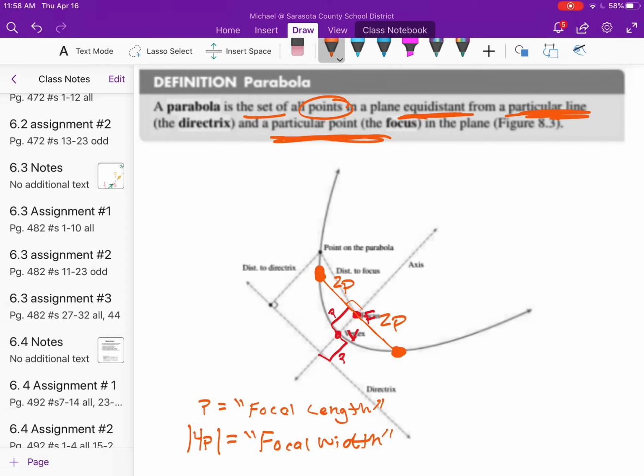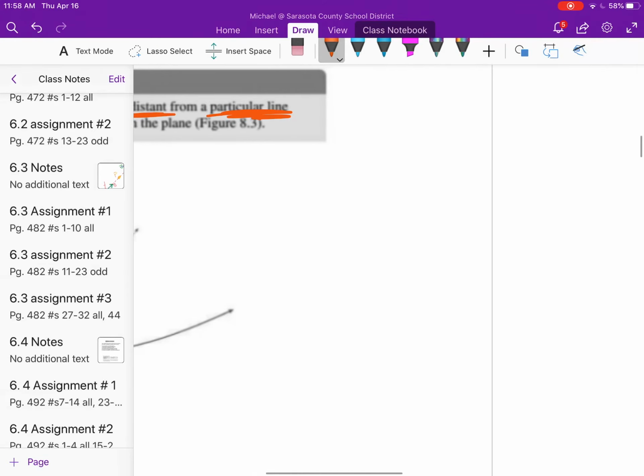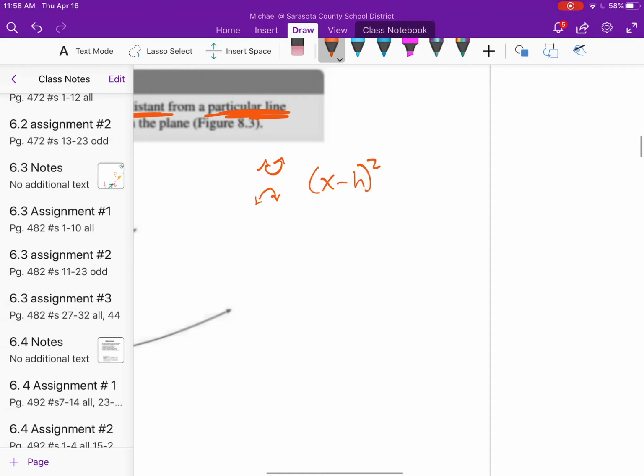So how does this help us out? What we're going to utilize this information for is to think about all of the different forms that we could write it in. So let's think about what happens when we have a parabola opening up or opening down. We write this in conic form as (x minus h) squared equals 4 times p times the quantity of y minus k.